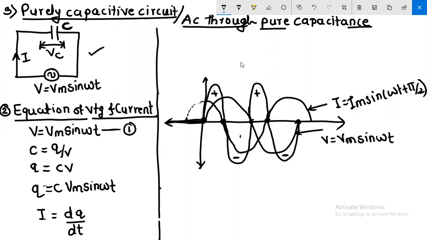Completed? Everybody has drawn the waveform? Yes, sir. Can I erase it? Yes, sir. Now we will see what type of problem has been asked on this particular point. That is why I told you to write this in your notebook, because once I erase it, you need to know the formulas.